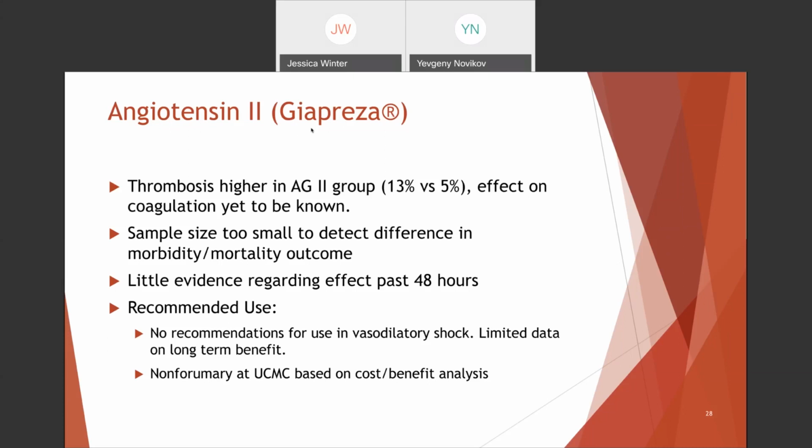It's also very costly. So when we did a cost benefit analysis, it didn't prove to be that beneficial. To have a bag of angiotensin II, the average wholesale price, which is usually less than what it would be like after we administer it or charge it to the patient's chart, is around $1,800 for a bag.